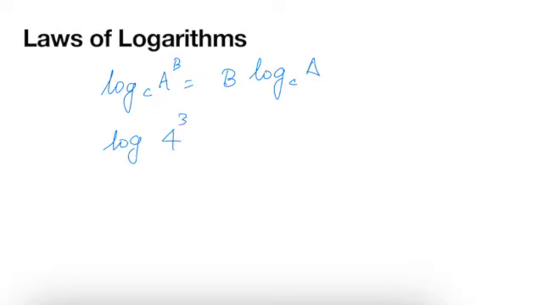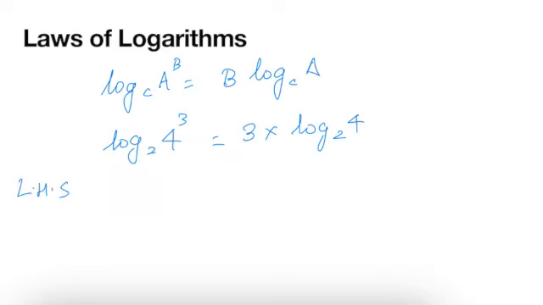Now let's see the power rule. If we have something like log A power B to the base C, then we can write this as B into log A to the base C. Let me show you with an example. If you have log 4 cube to the base 2, you can write it as 3 into log 4 to the base 2. Okay, let's see if this holds true.